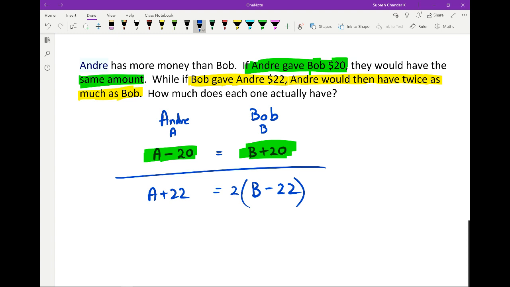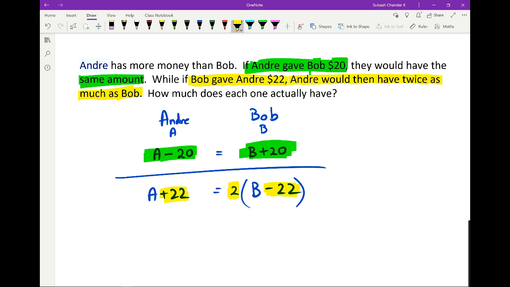All right, I hope that kind of made sense there of how I actually did that. So basically, I'll just try and explain to you guys again. This minus 22 is when Bob actually gives, so he's actually lost $22. This plus 22 means Andre's actually gained $22. And then it says twice as much. So this is twice the amount Bob has, which Andre actually ends up having. So Andre actually has twice the amount as Bob.